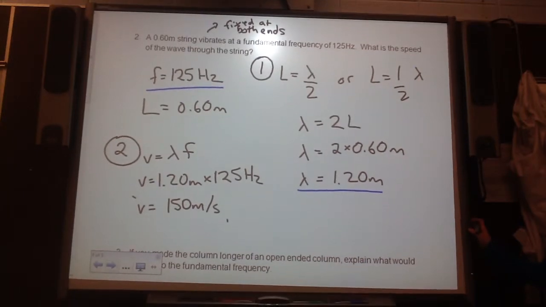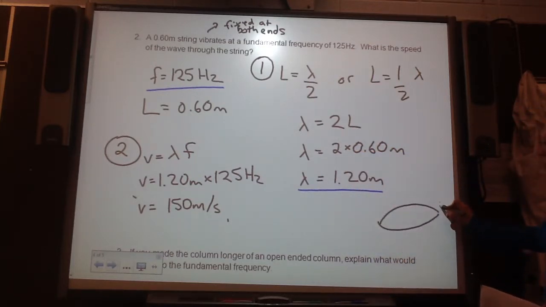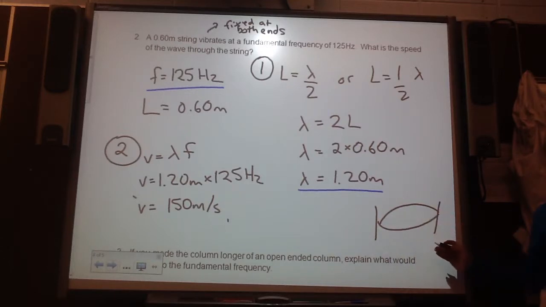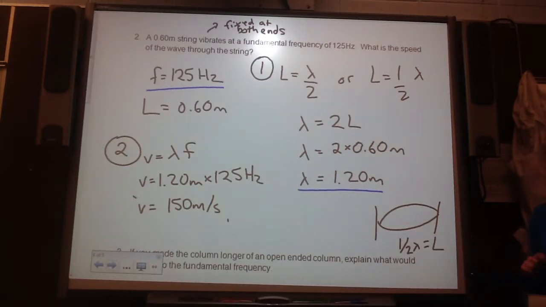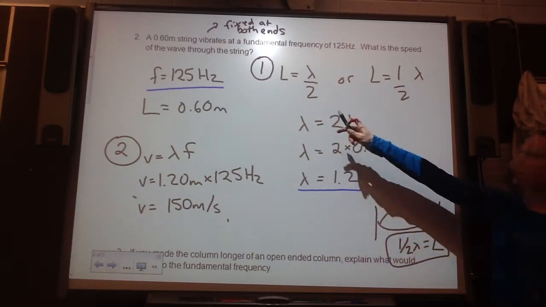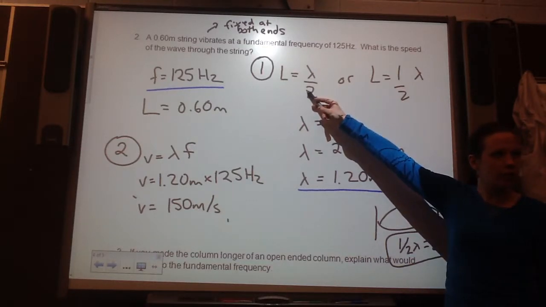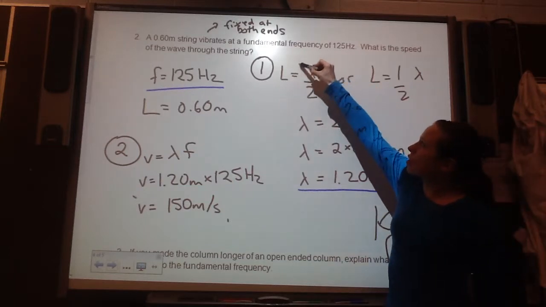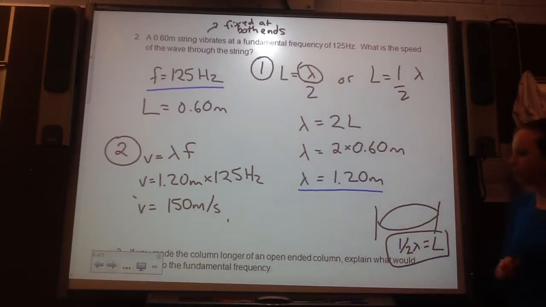Am I going too fast? How did you get 2L? Oh, that was when I drew my spring and I said, this is half of a wavelength, but I know the length. So I say this is half of a wavelength is equal to the length. So I made this formula where I said L is equal to a wavelength divided by 2. I rearranged to solve for this by just cross multiplying.